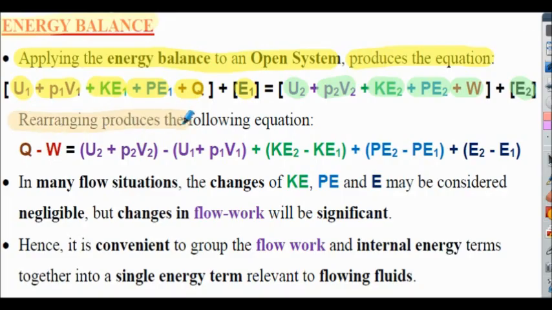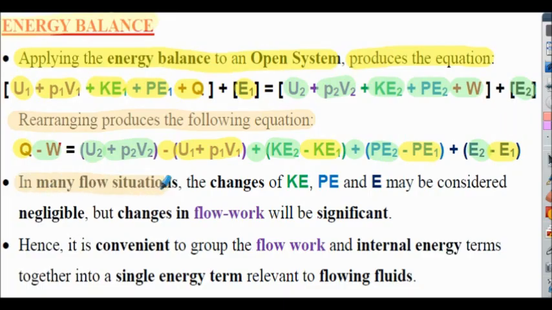Rearranging produces the following equation. Now on the left hand side we have Q minus W, having subtracted W from both sides of the equation, and that's equal to U2 plus P2V2. Then we subtracted U1 plus P1V1 from both sides of the equation. We then add KE2 minus KE1, subtracting KE1 from both sides. Then we add PE2 minus PE1, subtracting PE1 from both sides. Finally we add E2 minus E1, subtracting E1 from both sides of the equation.